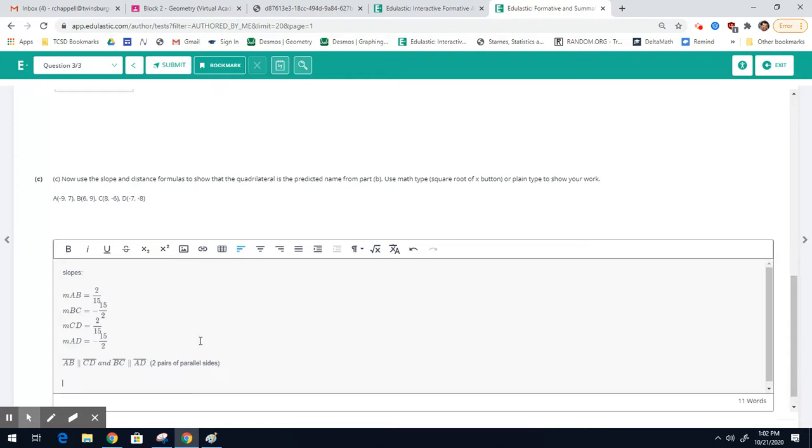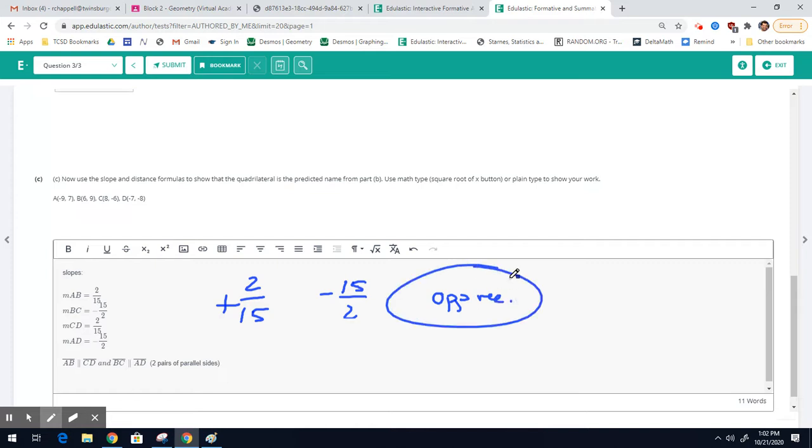Okay, now we also want to look at the consecutive sides. So like AB and BC. Notice these slopes are 2 over 15 and negative 15 over 2. So 2 over 15 compared to negative 15 over 2. One's positive, one's negative, one's 2 over 15, one's 15 over 2. These are opposite reciprocals. That means your consecutive sides are perpendicular, which means you're going to have 4 right angles.